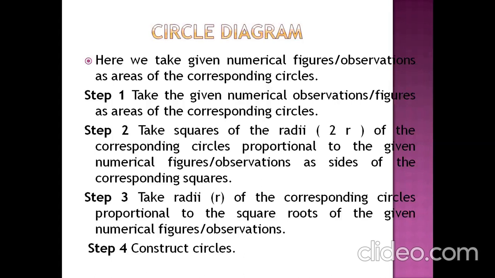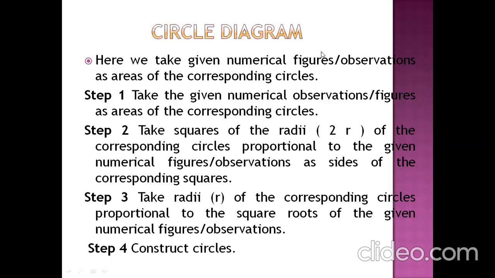Take the given numerical observations or figures as areas of the corresponding circles. Take squares of the radii, that is r squared, of the corresponding circles, proportional to the given numerical figures or observations as sides of the corresponding squares. Take radii of the corresponding circles proportional to the square roots of the given numerical figures or observations. And 4th step, we are going to construct circles.